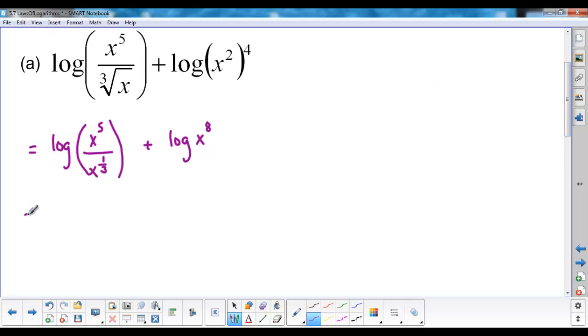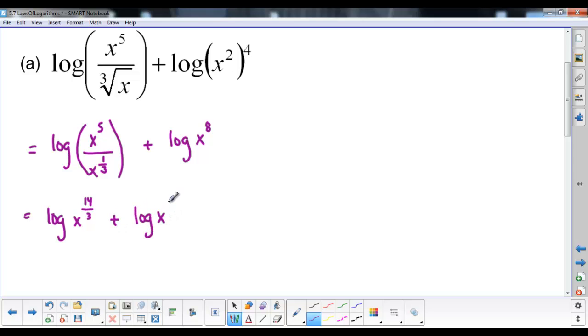So again, I'll use exponent laws again just to simplify what's inside this argument here. So we keep the base, and then we're just going to subtract the exponents. So we're going to do 5 take away 1/3, and after you get common denominators, you should end up with 14/3, and then plus log of x to the power of 8. So now that we've simplified a little bit more, expressing this as a single logarithm becomes much easier.